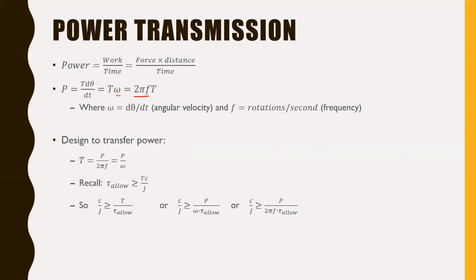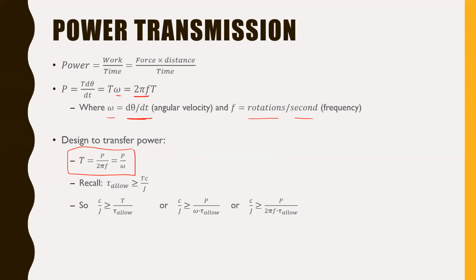Your frequency is the number of rotations per second. Your angular velocity is the derivative of your angle, so your angle of rotation per second. How much are you rotating per second? So when we're designing for transferring power, we solve for the torque. So torque then equals the power over 2 pi f, or the power over omega. That's the relationship that we have.